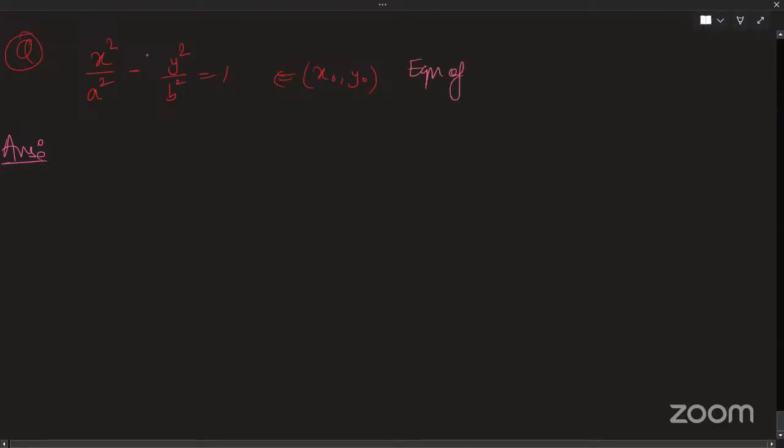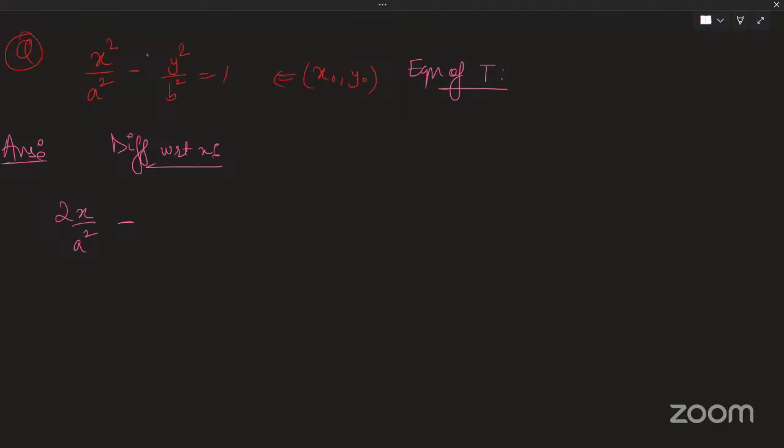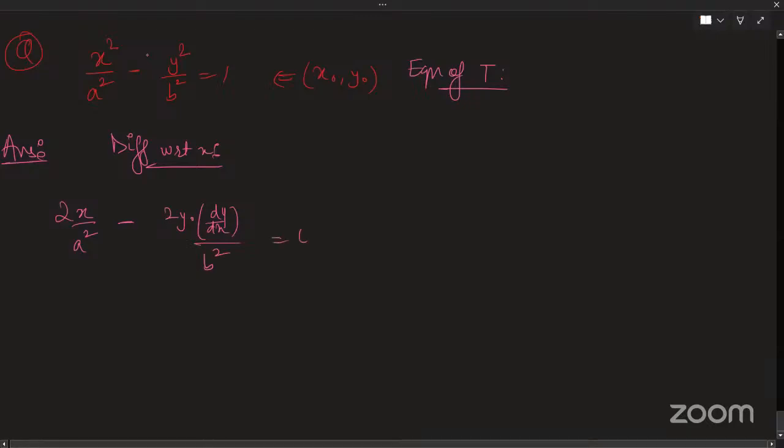So it will be differentiate. Can you tell me what will be the derivative of y square by b square? It will be 2y into dy by dx divided by b square is equal to 0. Does everyone agree with this? Everyone? Yes, sir.